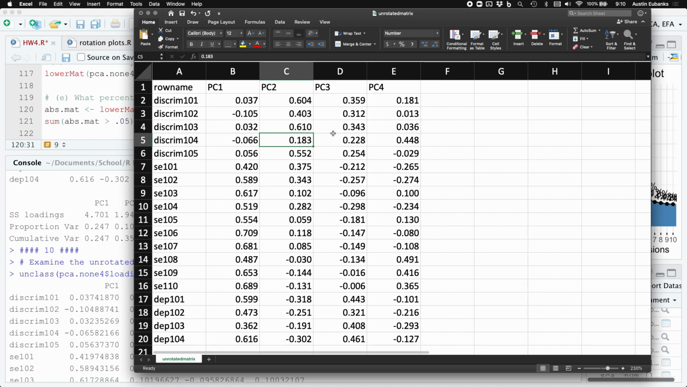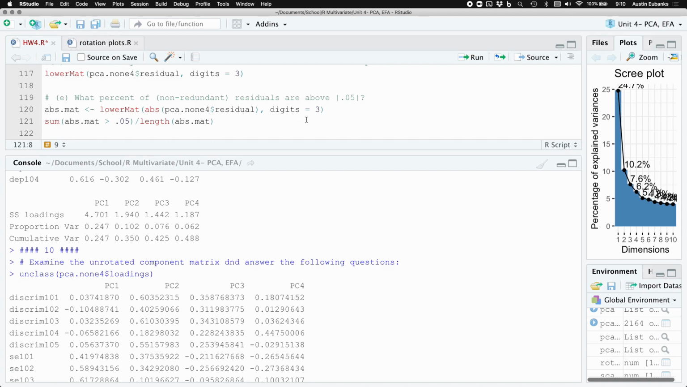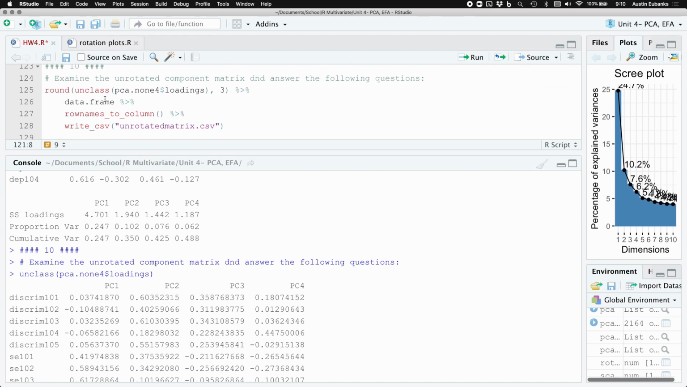Josh, can you say again, what is it? So whenever I use the round function on the unclassed PCA loadings, it defaults them to round to 1 or 0. Oh, right. You didn't add the 3 here. 3? I did not. Yeah, so if you just put round, then it just rounds it to the nearest whole number.